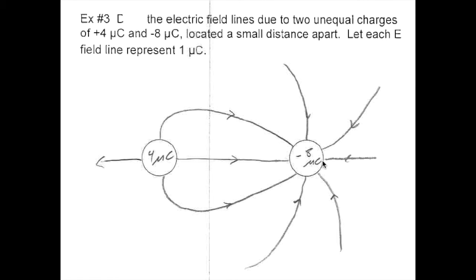That means, ultimately, this will have more field lines coming into it than this one has going out of it. So if we let each field line represent 1 microcoulomb, this one's going to have 4 coming out of it, this will have 8 coming into it. And they should be evenly distributed around the body. So for the 8, you can maybe put points on this, like 1, 2, 8 of them around. I figure those are the lines that are going to be coming in.